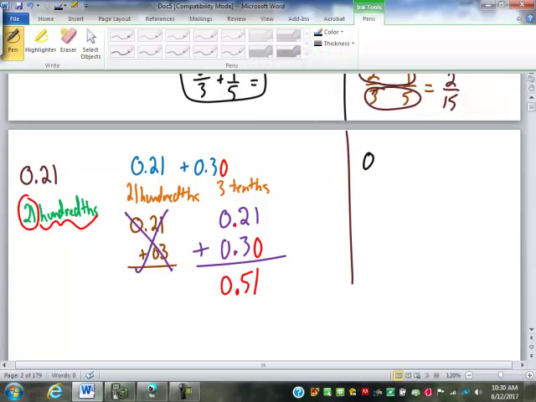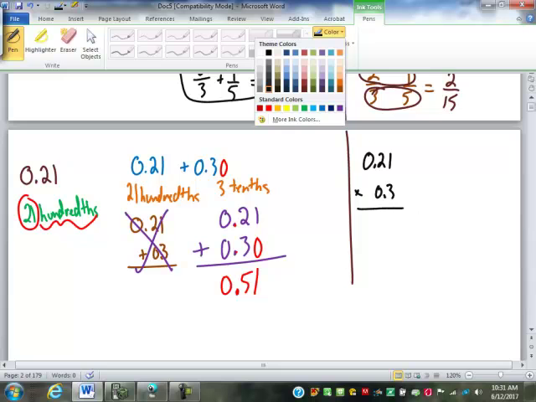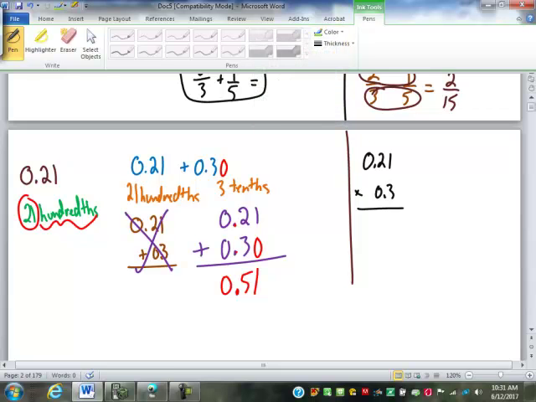If I wanted to multiply 0.21 times 0.3, do I have to worry about lining up the decimal point? No, we don't. Because when we multiply, we do not need the same name. So 21 times 3 is 63. Where does my decimal point go? 3 spaces. I have to put a 0 in here and then put my decimal point, right? Where'd you get the 3 spaces? Count the spaces behind the decimal point.